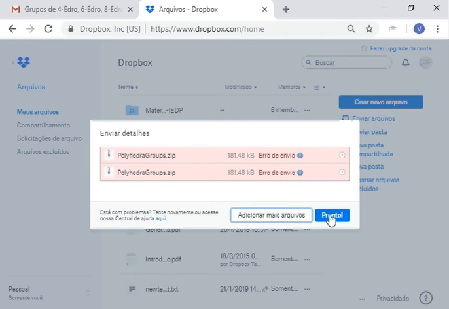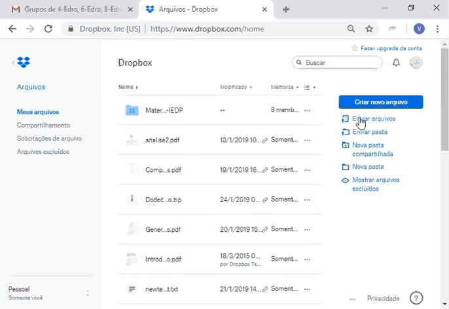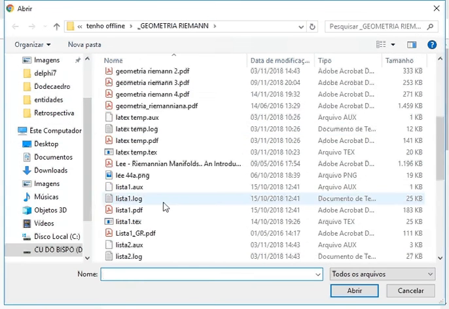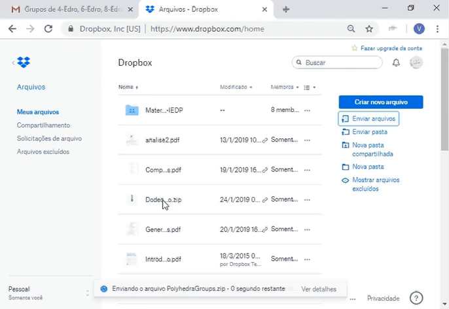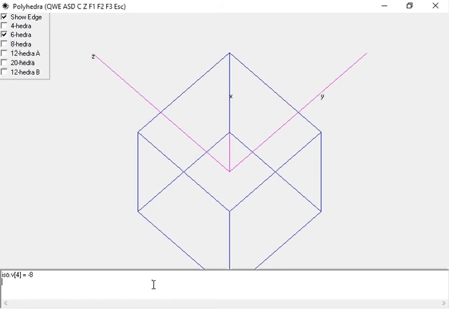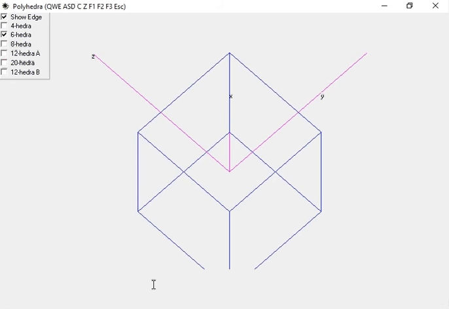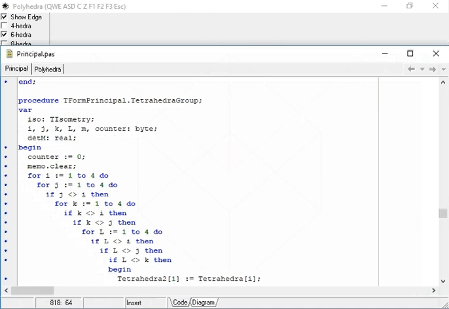Error at sending. I'll try to send it again. Polyhedra groups at Dropbox. Okay. Where was I? Here.